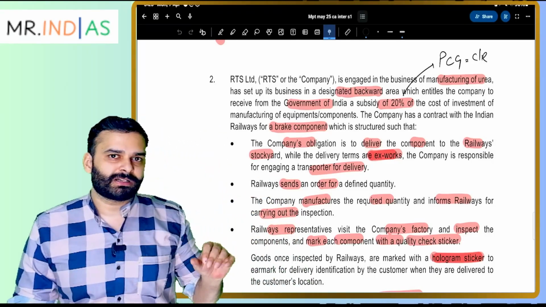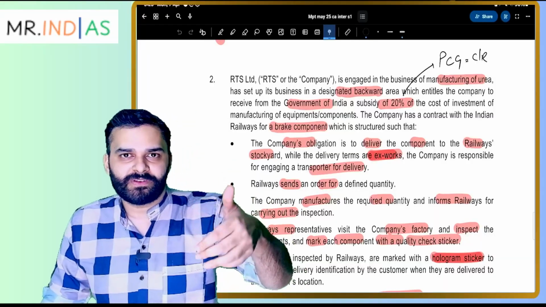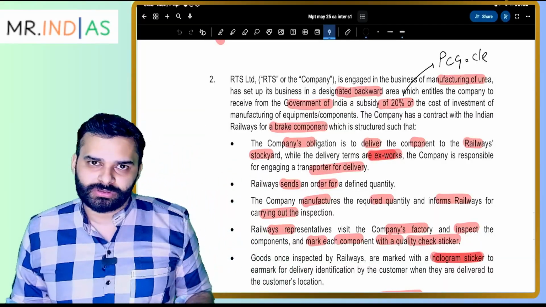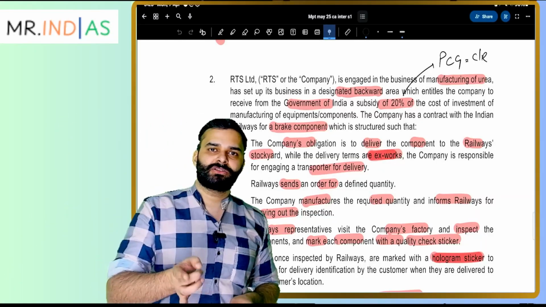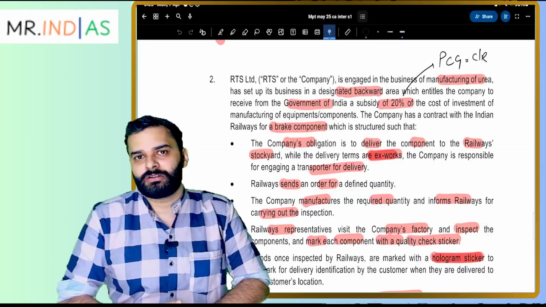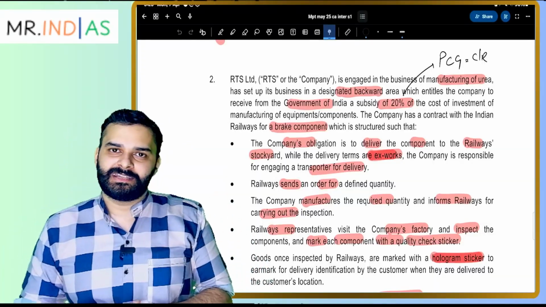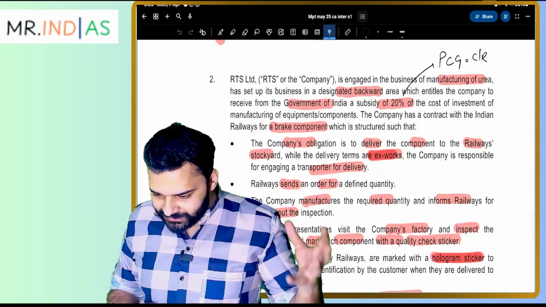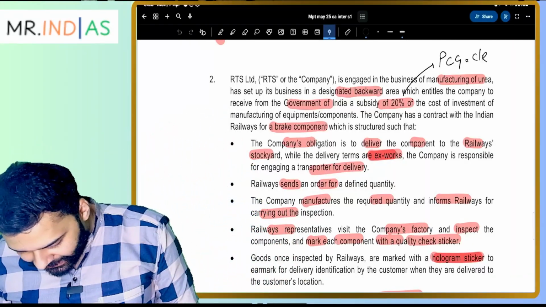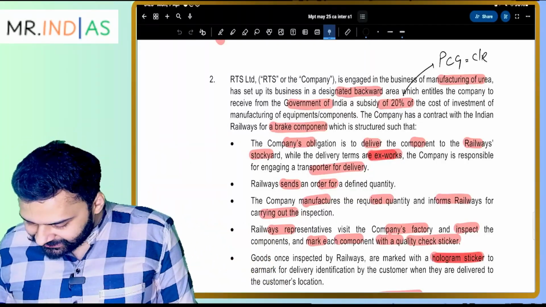So the company can book revenue once it is delivered, when the significant risk and reward with respect to those goods are transferred to the railway authority. Once the railway authority puts a hologram sticker on them, it means the railway authority has accepted the quantity, and it is as per the quality standard of the railway.